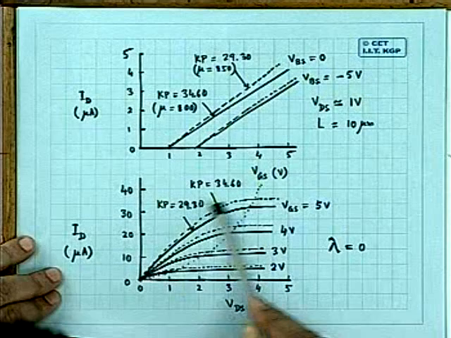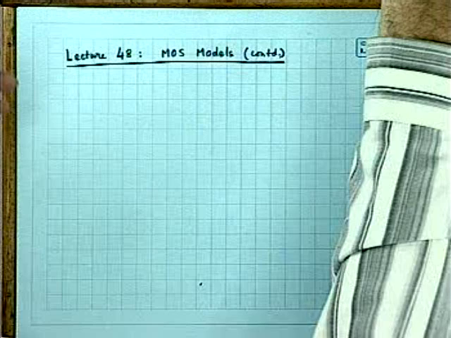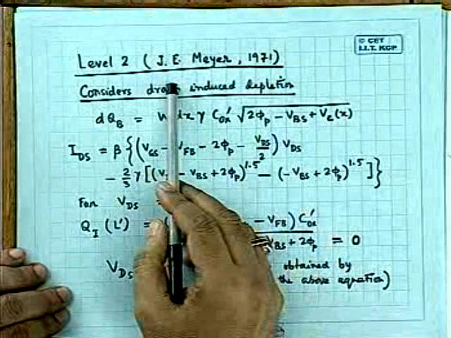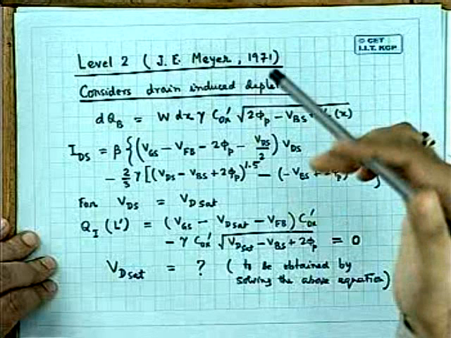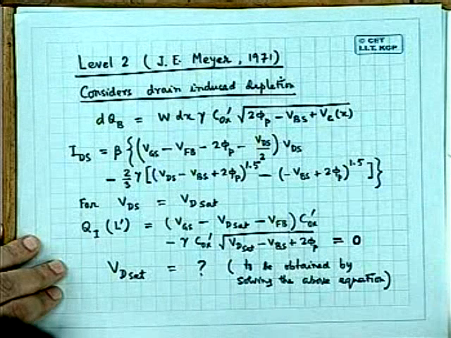Then we came to level 2, which was due to John Meyer, just almost within 2-3 years of the development of level 1. I told you that these levels of MOSFET models came along with the technology development because the dimensions gradually shrank. From so-called very long channel, it became long channel, then gradually towards short channel, and ultimately towards very short channel. That's how the technology got developed.